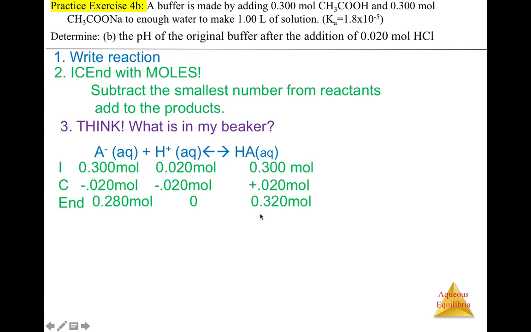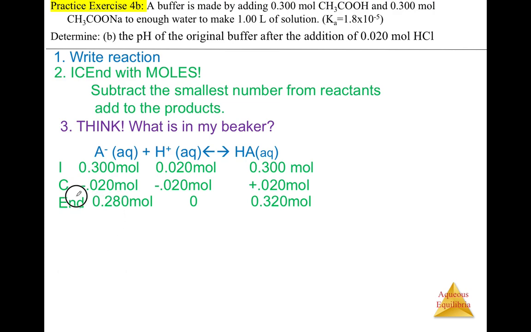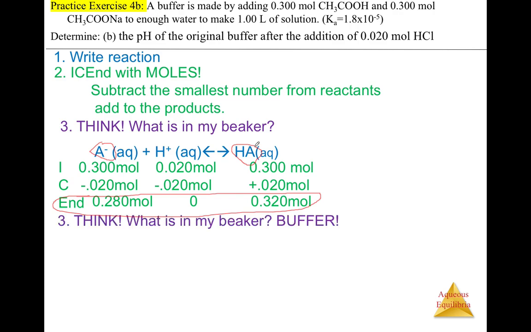So now I have step 3, think, what is in my beaker? So in my beaker at the end, to really emphasize this, this is what I'm looking for. What is in my beaker at the end? And I can see I've got 0.28 moles of my weak base, and I've got 0.32 moles of my weak acid, conjugate acid. So what is that? It's a buffer. So think, what is my beaker? We have a buffer. Why is this so exciting? Because you do not have to use an icebox to solve for the pH. We can use our HH, Henderson-Hasselbalch, to calculate the pH of a buffer.